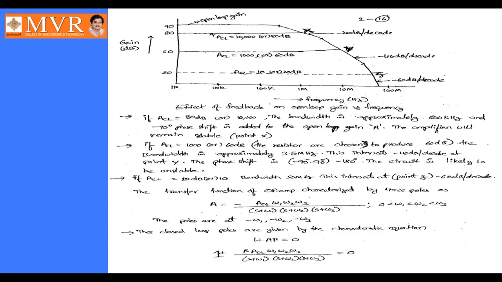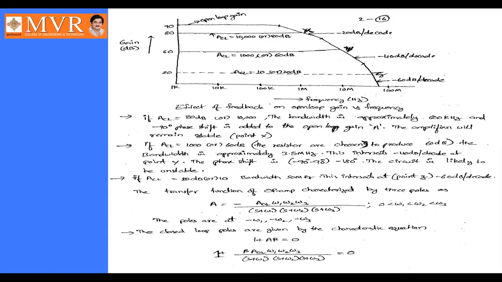So by seeing this, we can write the poles are going to lie at omega 1, omega 2 and omega 3. So the closed loop poles are given by the characteristic equation 1 plus A beta. Already we know that for a closed loop, we are going to write the characteristic equation, as we have seen in the last slides. That is, the characteristic equation is nothing but 1 plus A beta is equal to 0.